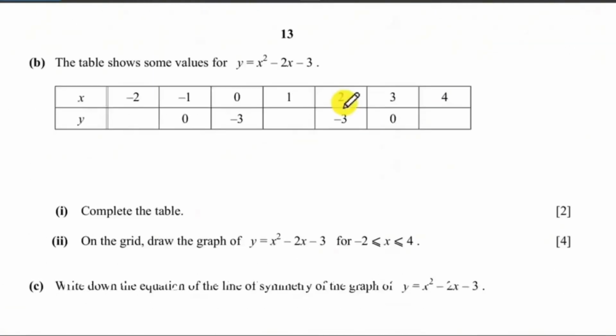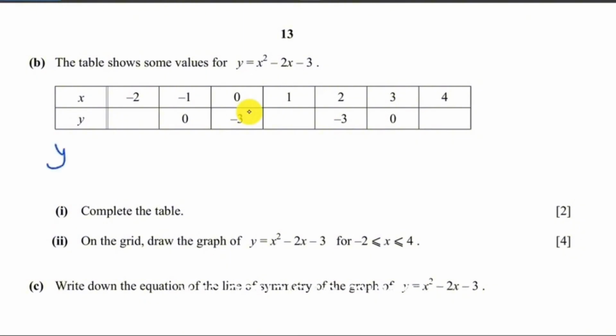Part B says the table shows some values for a graph. Again, a second one, y equals x squared minus 2x minus 3. Complete the table. So we need to find the value for y at which x equals -2 and another value, that one. So we just do our workings, very simple.